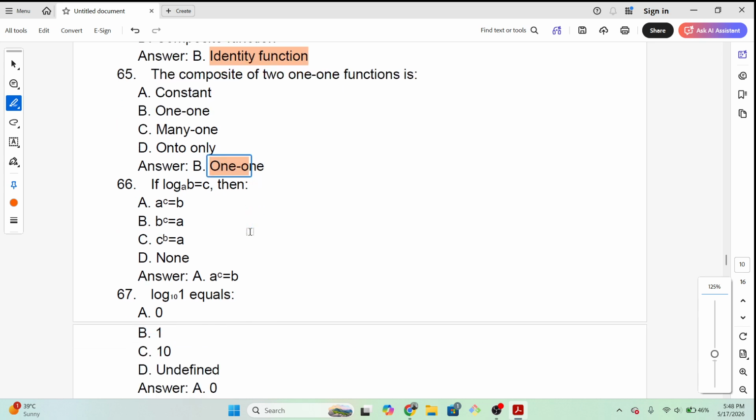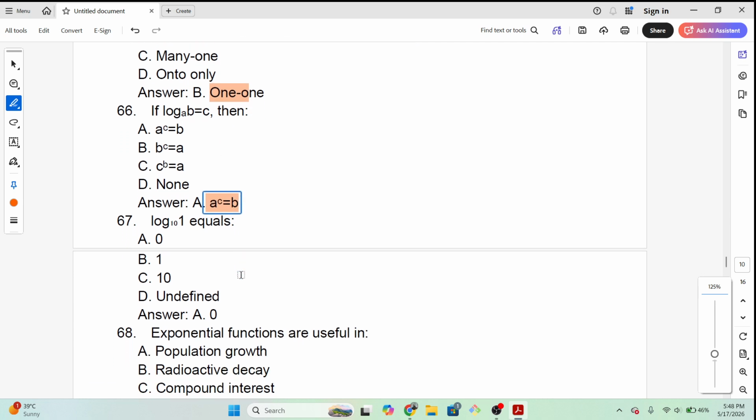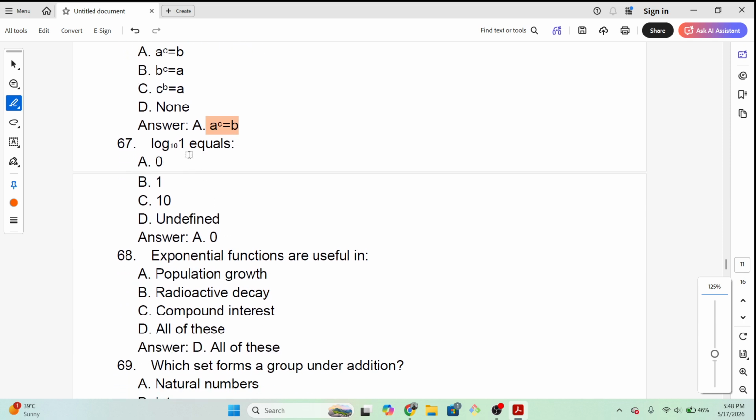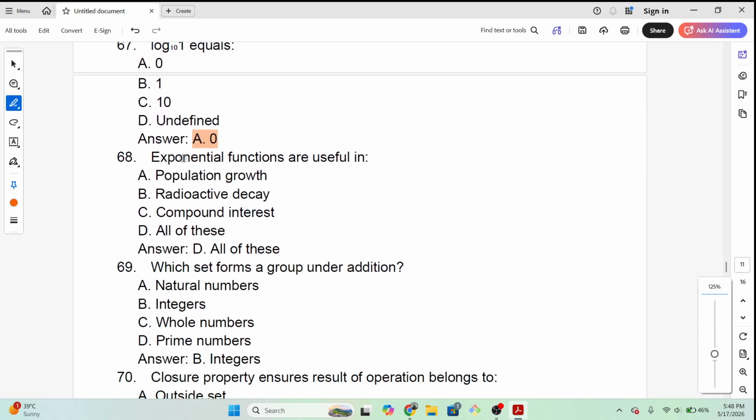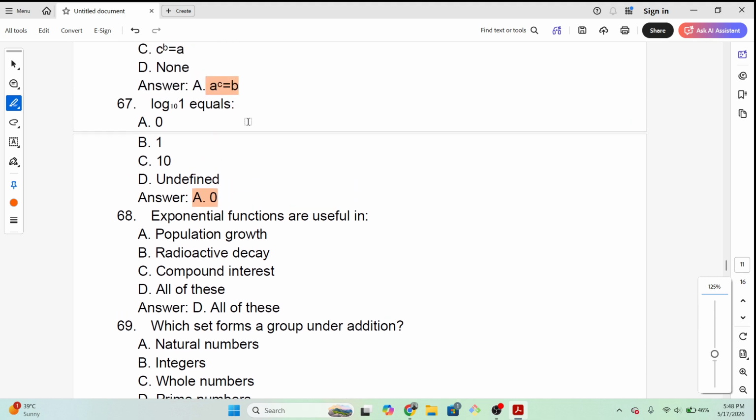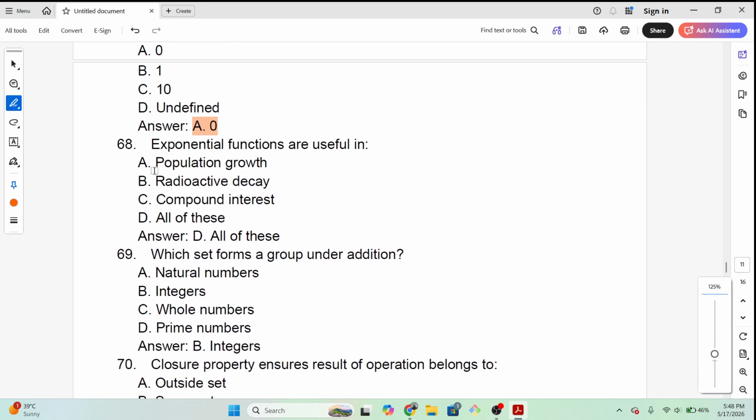Okay. If log A to the base B equals C, then the first one is true. Log base 10 of e equals 0. So basically, this is the constant e to the power x. Exponential functions are useful for population growth, radioactive decay, compound interest, all of these.